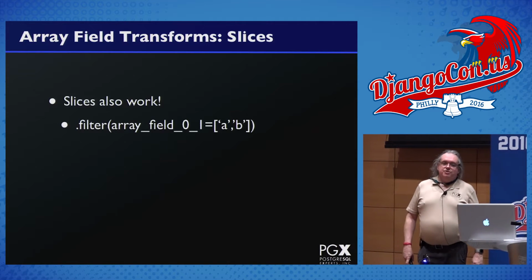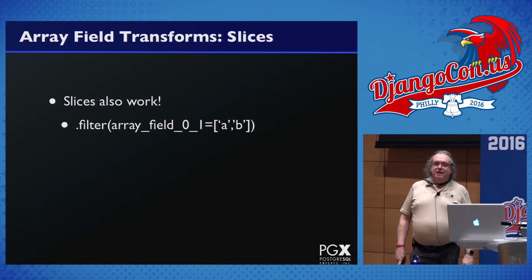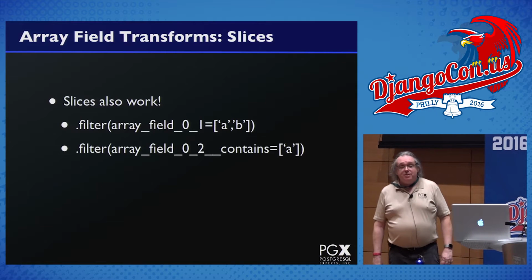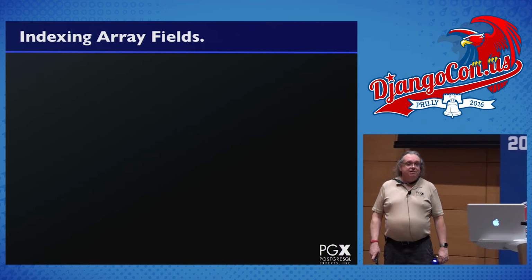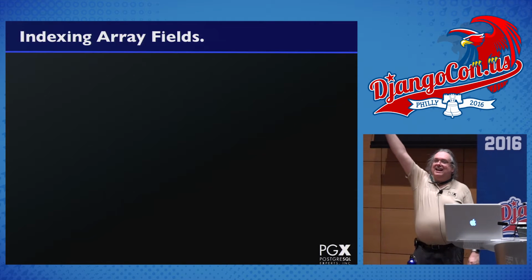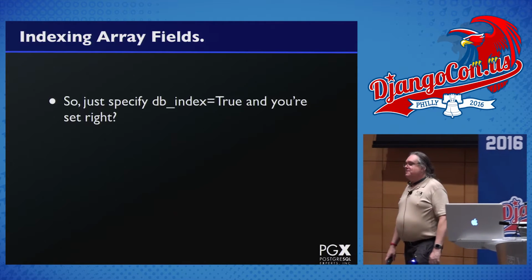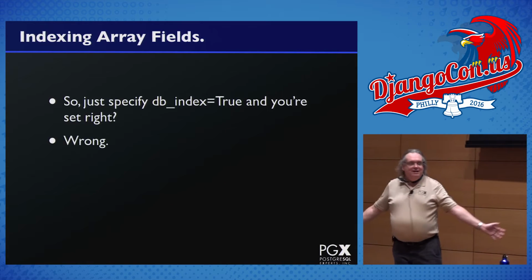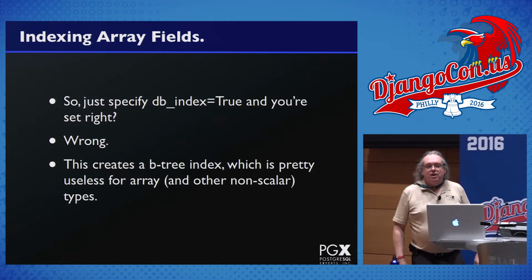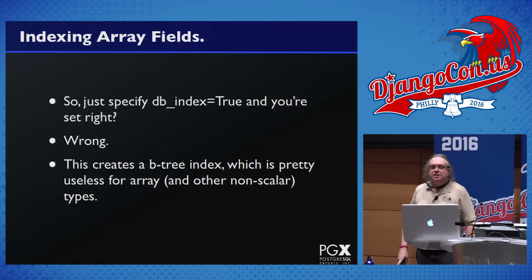You can also do slices. So find me everything where entry 0 or 1 match that, or find everything where 0 or 2 contain this. So you can get arbitrarily complex expressions and really slow your database down, unless you index them. Yay. So you just specify db index equals true and everything's solved, right? Wrong. This creates a btree index, which is pretty useless on array and other non-scalar types.